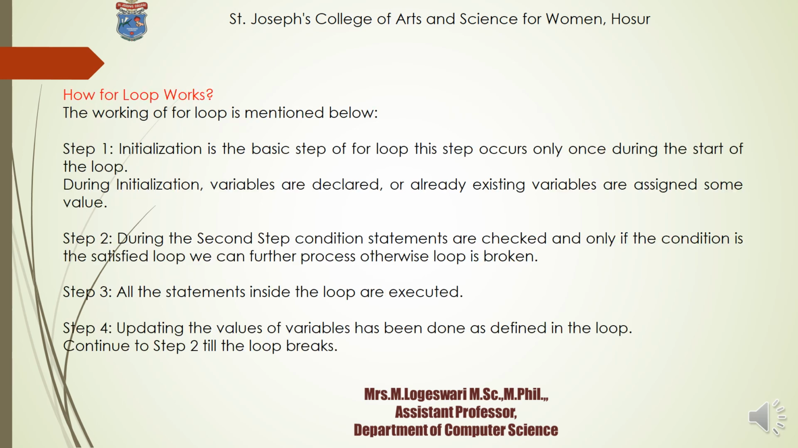Let's see how for loops work. The first step is initialization. This step is used to declare variables. If variables already exist in your for loop, you have to give them some value. Step 2, condition statement. If the condition is true, you continue the process, otherwise it skips out of the for loop. Step 3, all the statements inside the loop are executed. Step 4, updating the values of the variable.